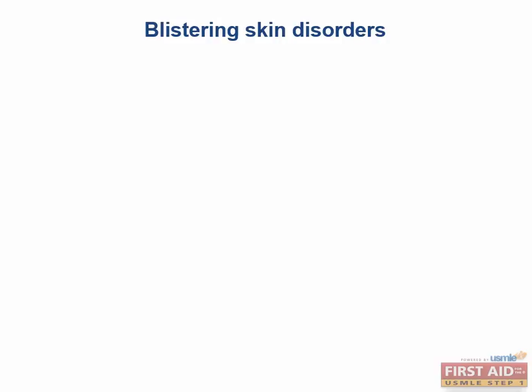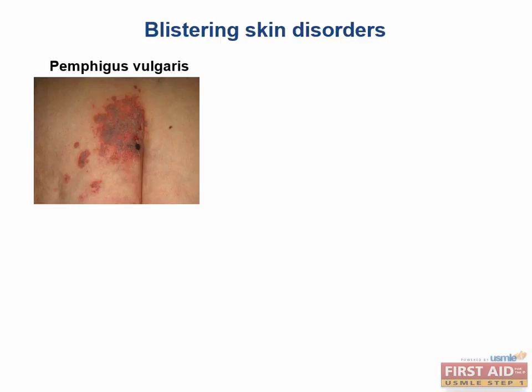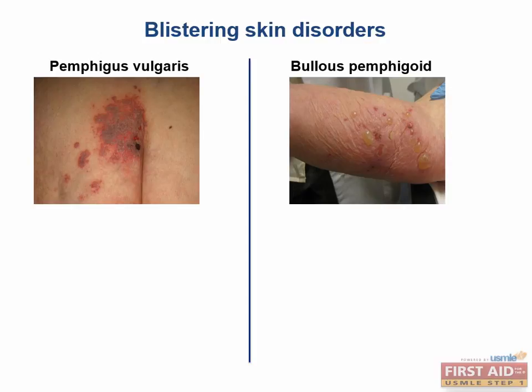Alright, now let's go over the information on blistering skin disorders. The first two we've actually already talked about to some degree when we were discussing the desmosome and the hemidesmosome. IgG antibodies against the desmosome gives which disease? Pemphigus vulgaris. You'll need to be able to distinguish Pemphigus vulgaris from bullous pemphigoid.